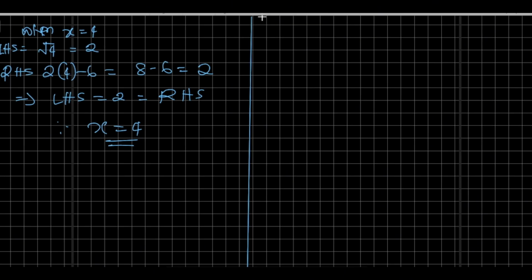Okay, example 3. Solve this equation: square root of 3x plus 4 minus square root of 2x plus 1 equals 1. So when you're solving this kind of equation, you have to eliminate the square root first. And to eliminate the square root, you need to make it simpler. So we are going to simplify.